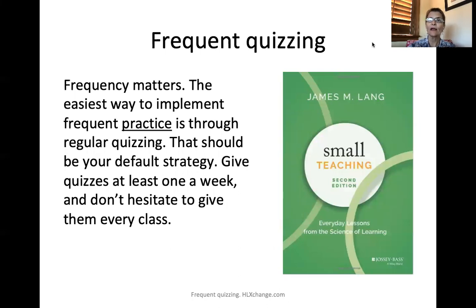Frequent quizzing is a concept that shows up in James Lang's book, Small Teaching, which is the inspiration of our series. And Lang has this to say about this strategy. Frequency matters. The easiest way to implement frequent practice is through regular quizzing. That should be your default strategy. Give quizzes at least once a week and don't hesitate to give them every class. That's a very strong endorsement of this strategy.